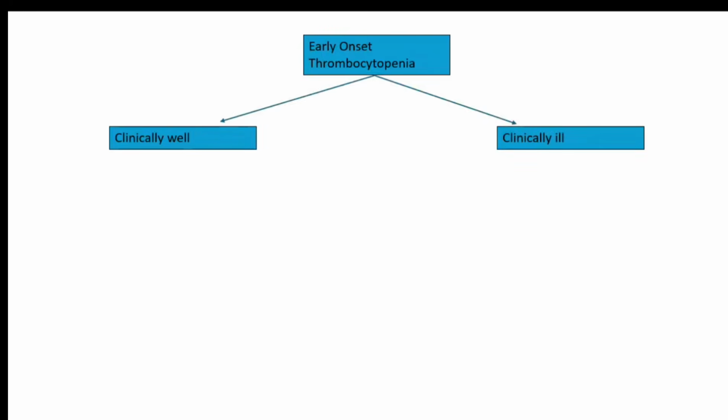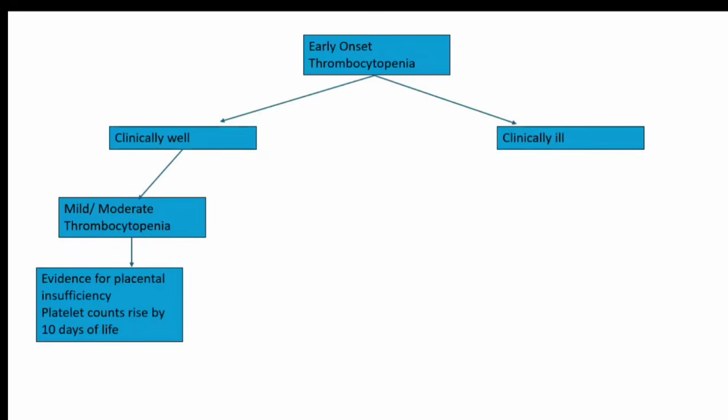life, and if the child is clinically well, then you have to look for whether the thrombocytopenia is mild to moderate. So, if you have a well-appearing newborn and the thrombocytopenia is mild to moderate, the most common cause is placental insufficiency. Sometimes when the fetus in utero is not getting enough placental blood supply, there will be chronic in utero hypoxia. Because of the chronic in utero hypoxia, the bone marrow gets suppressed, and so these babies will have thrombocytopenia, mild to moderate thrombocytopenia in the first few days of life.